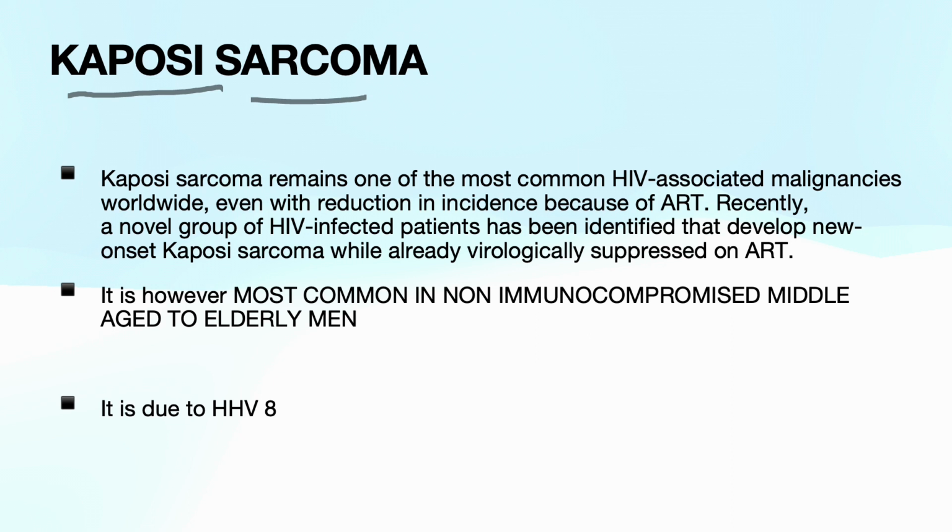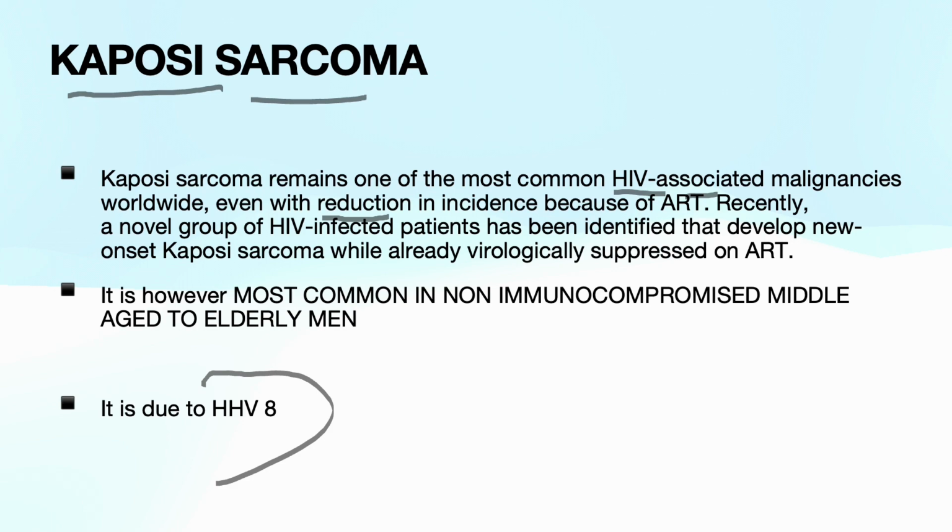Most people know a lot of things. One of the most common HIV associated malignancy. But there is a reduction now. Now you won't find much of Kaposi sarcoma. Nowadays HIV patients are as normal as you and I, because the viral load can become completely null. Like I said, it's due to HHV8. I hope you know that.